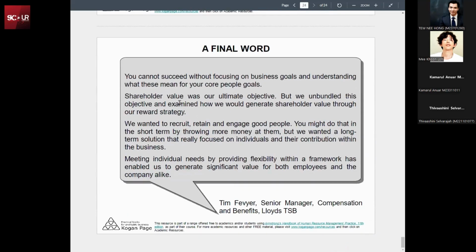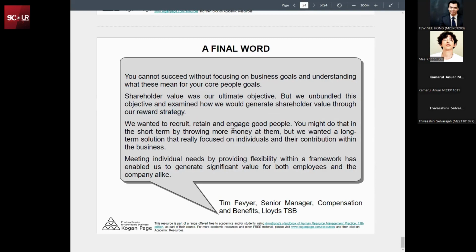The final words. You cannot succeed without focusing on business goals and understanding what this means to your core people goals. Business goals and people goals must be simple. Shareholder value is the ultimate objective. But we unbundle this objective and examine how we generate shareholder value through the reward system. Meaning anything that we develop must also look at the shareholders, the owners.